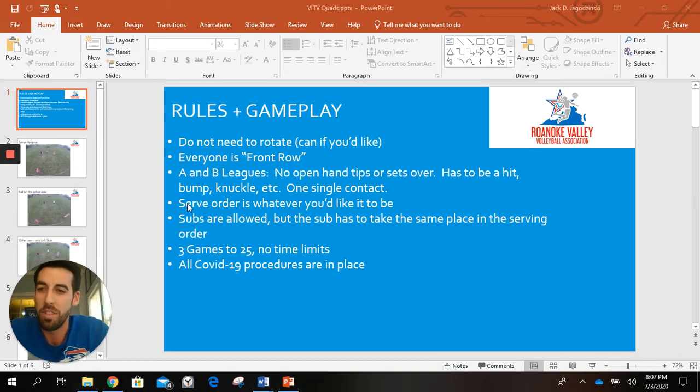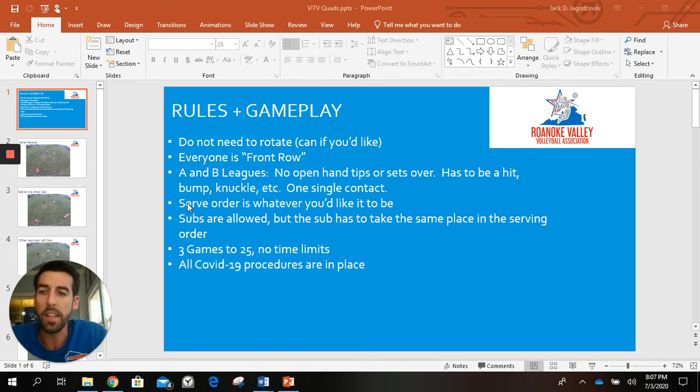So some basic rules for you here. You don't need to rotate in quads. You can if you'd like. If people want to play different spots and move it around, you can. But you can stand in the middle the whole game. You can play left the whole game. You can have your setter up in front on the right the whole game. You can stand wherever you want to. Everyone is also front row. So you basically have 4 hitters. Everyone can hit all of the time. And that's a little bit different. Even your setter can hit.